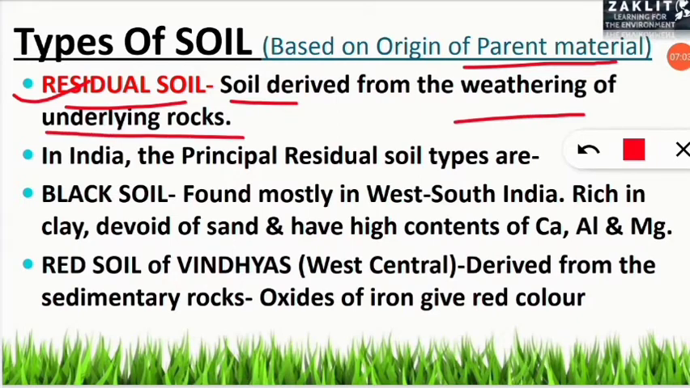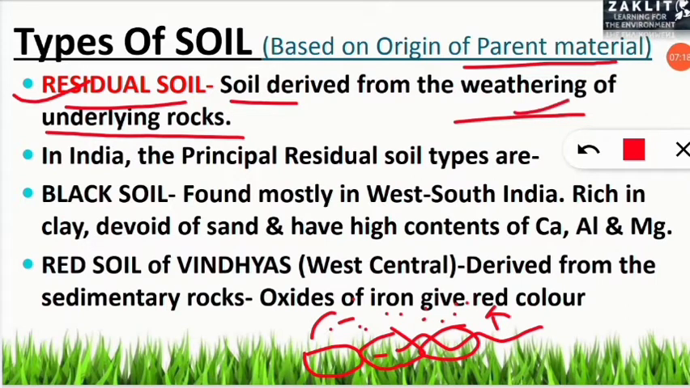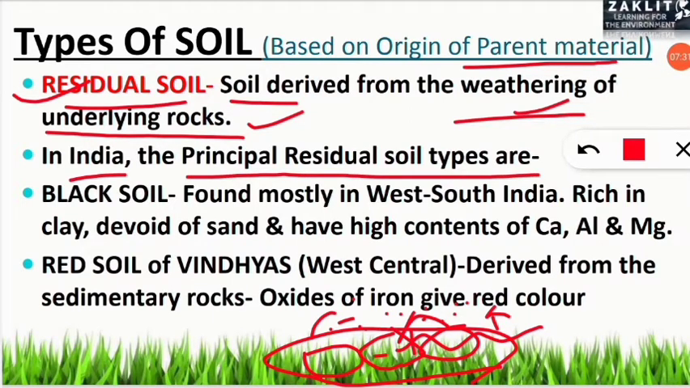For example, here there are rocks present and in the upper part we will see soil is present. So how is it formed? It is formed because when these rocks are broken down, they lead to formation of the soil. This is the residual soil, formed by weathering of underlying rocks. When the rocks lying under the soil are weathered, they form this soil, which is called residual soil. In India, in our country, the principal residual kinds of soil are black soil and red soil. We'll know one by one.